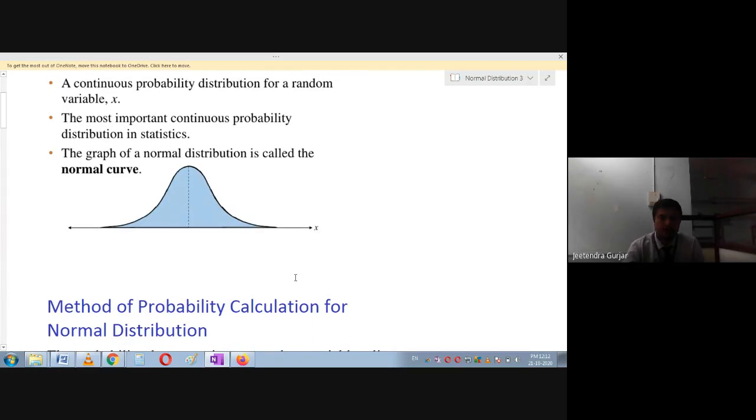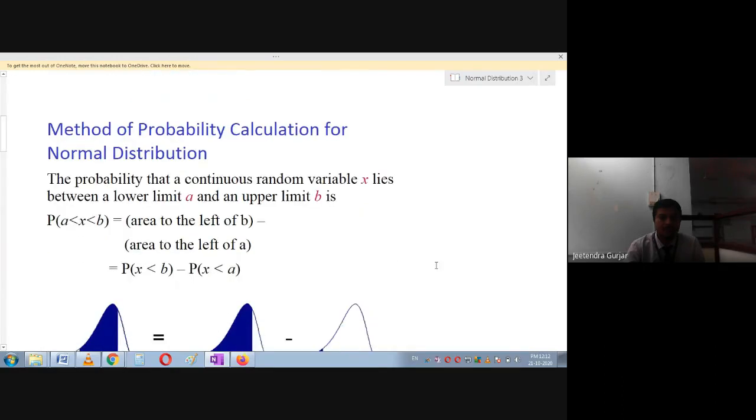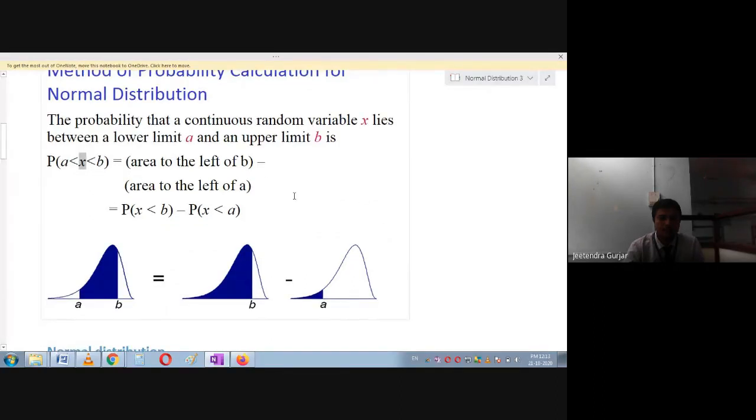You have to remember this. I told you in the last lecture, this is the method of probability calculation for normal distribution. You have to remember that the probability that the continuous random variable x lies between the limits a and b is what we are going to calculate. This tells you the area to the left of b, which is what we are going to calculate actually.